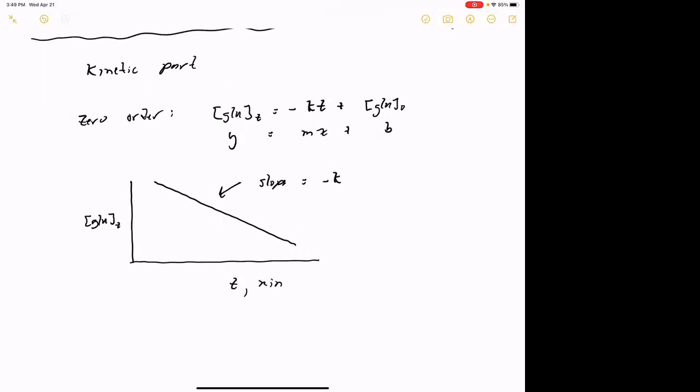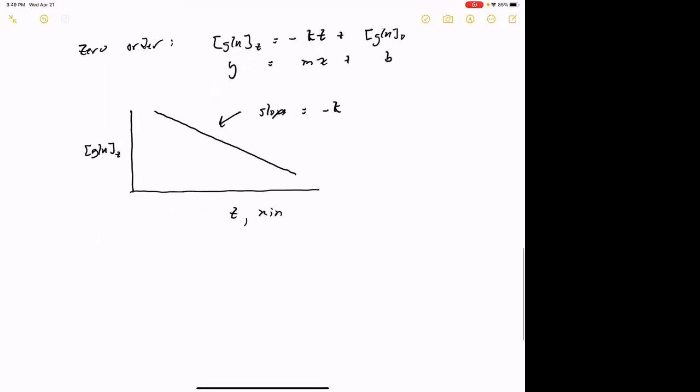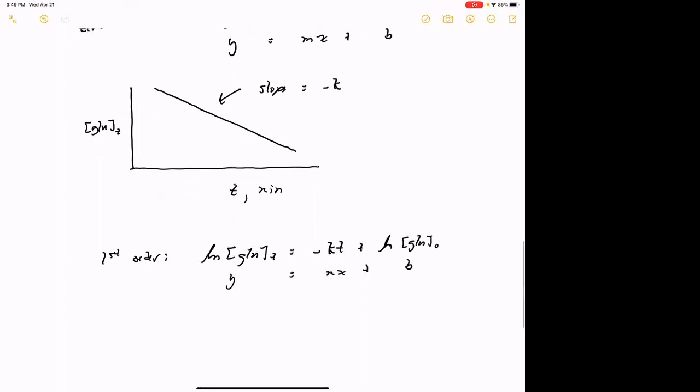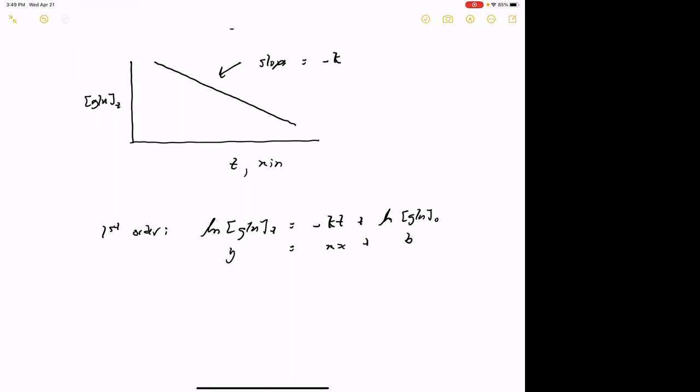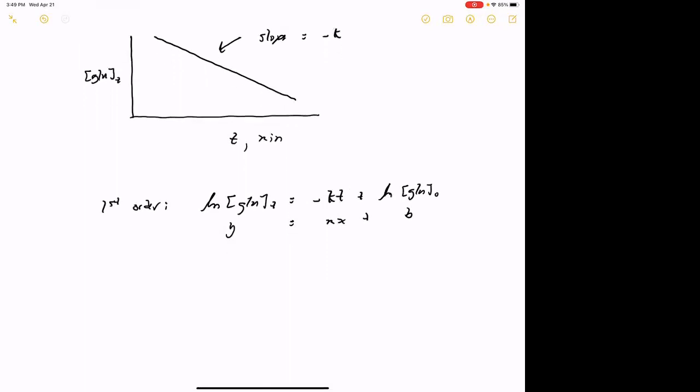Now, obviously, if we do a first order plot, what are we going to plot? I think we talked about this last time. Well, in this case, we're plotting the natural log of the glucose concentration as a function of time. It's time dependent. That's going to equal minus KT plus the natural log of the initial glucose concentration. Okay, so that's y equals mx plus b. So if you've got a first order reaction and you plot out the log of the glucose concentration versus time, you're going to get a straight line with a negative slope.